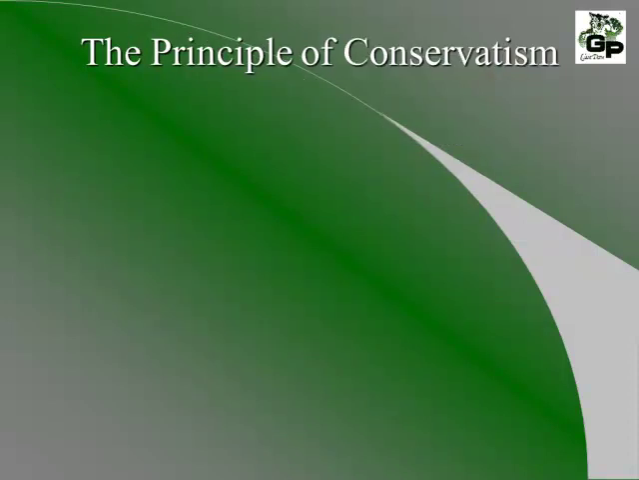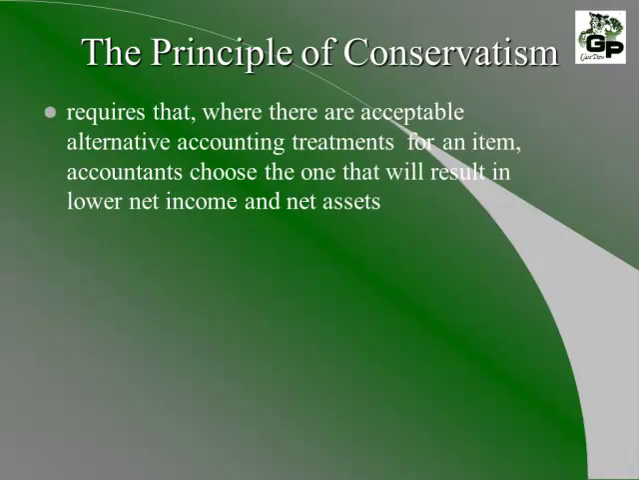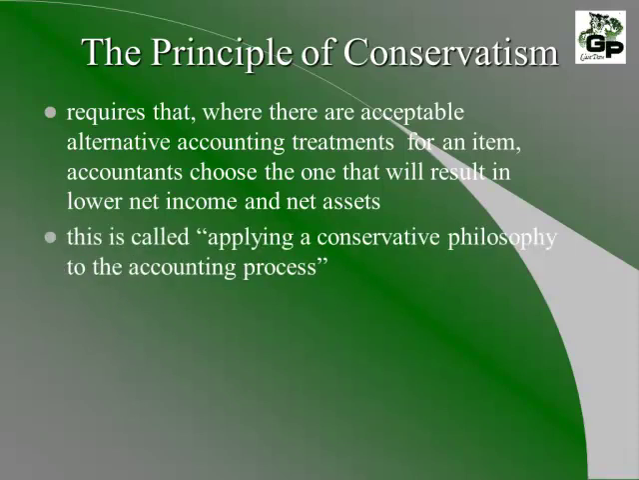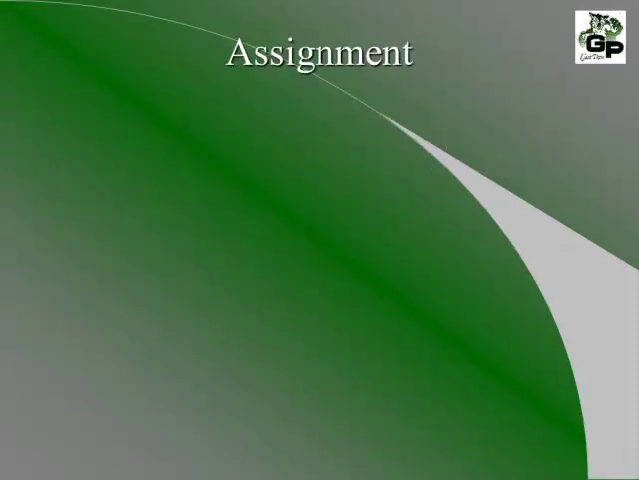The second principle is the principle of conservatism. This requires that when there is acceptable alternative accounting treatments for an item, accountants choose the one that will result in the lower net income and lower net assets. This is called applying a conservative philosophy to the accounting process.